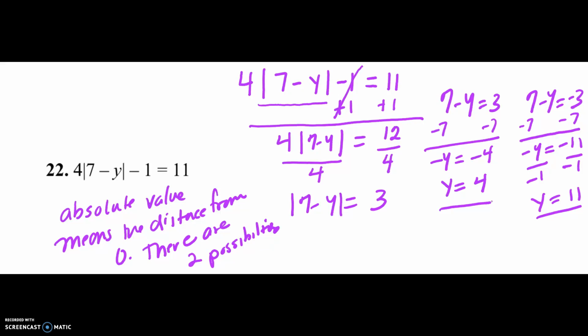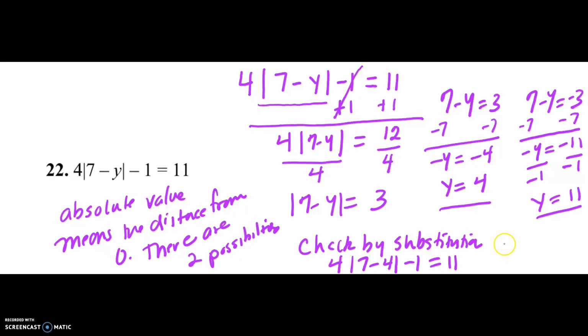If you'd like to check, you can go ahead and check by substitution. So we have 4 absolute value of 7 minus 4 minus 1 equals, and we know that the absolute value of 7 minus 4 is 3. 3 times 4 is 12. 12 minus 1 is 11.